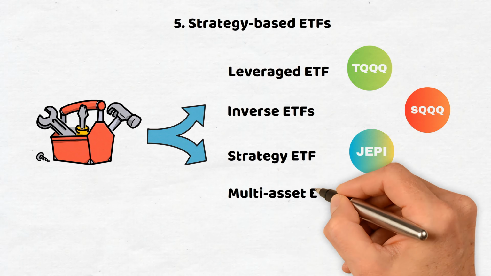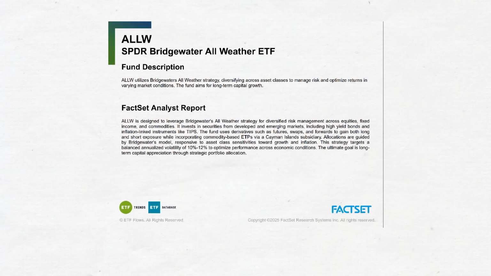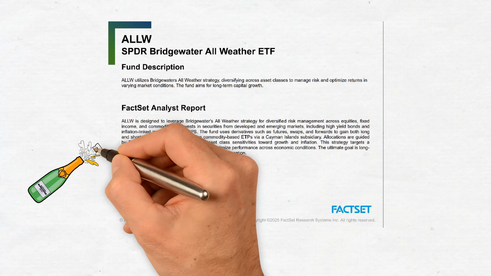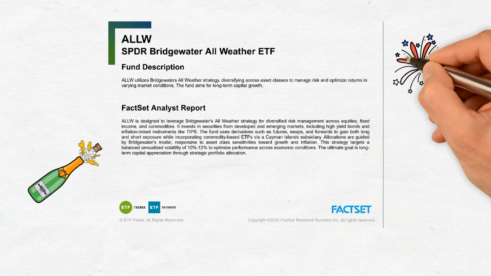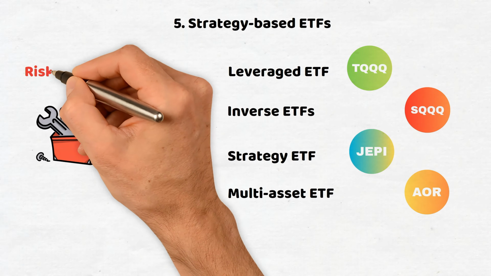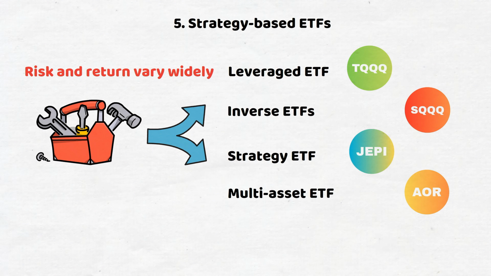There are also multi-asset ETFs like AOR, which holds stocks, bonds, and cash all in one fund, essentially a pre-built portfolio for hands-off investors. Just this past March, Bridgewater launched the ALLW ETF, bringing Ray Dalio's famous all-weather strategy to retail investors. It allows everyday people to access institutional-grade diversification with a low barrier to entry. The risk and return profiles of these strategy ETFs can vary widely. Some are speculative, while others are conservative.